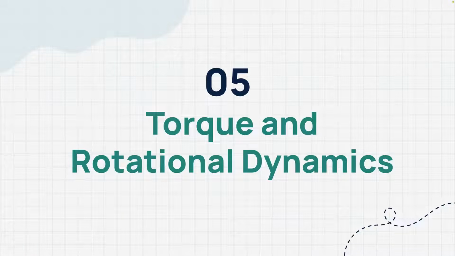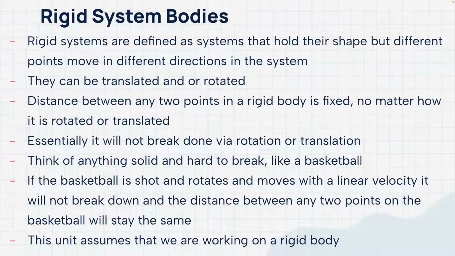Torque and rotational dynamics. First, we have to define what a rigid system is. Rigid systems are defined as systems that hold their shape, but different points move in different directions in the system. So the overall shape of the system will be the same. It won't fold or break, but different points in the system can be moving in different directions.